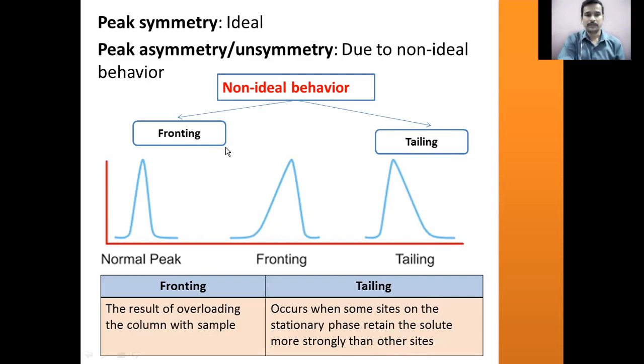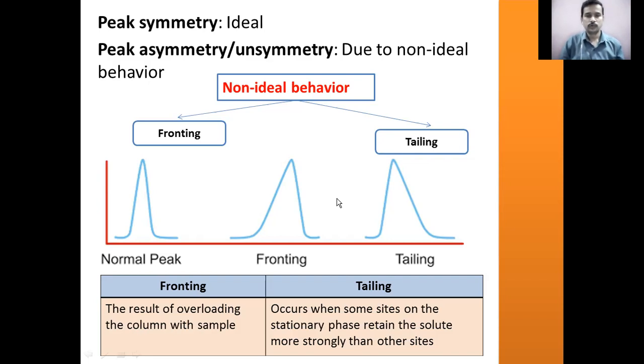As a consequence of this fronting and tailing, we can see a tail at the beginning and at the end of the chromatogram, due to overloading of the column or the ability of certain sites of the stationary phase to interact with the solute more strongly. So this is known as non-ideal behavior.